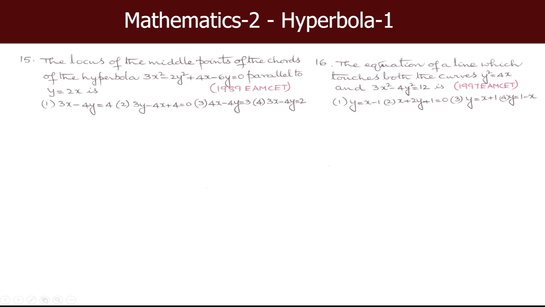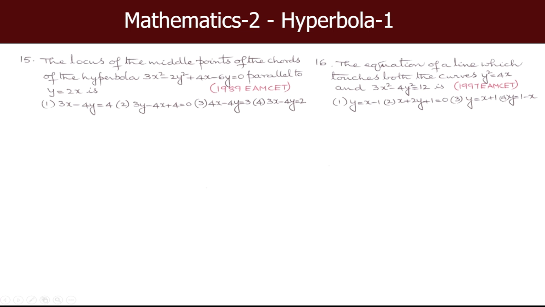Well, the locus of the middle points of the chords of the hyperbola 3x² − 2y² + 4x − 6y = 0, parallel to the straight line y = 2x, is. You are asked to find the locus of the middle points of the chords of the hyperbola which are parallel to the straight line y = 2x. That means, what are the midpoints of all such chords of the hyperbola which have a slope equal to 2.